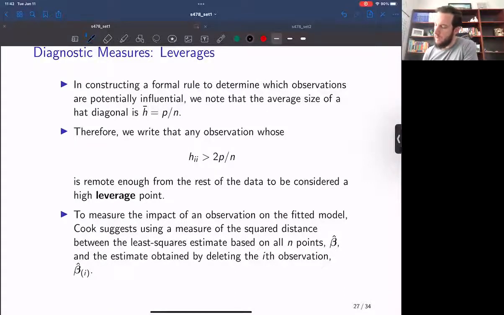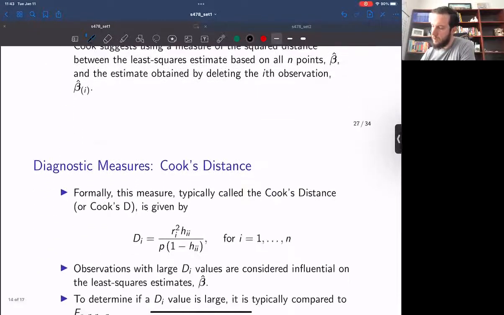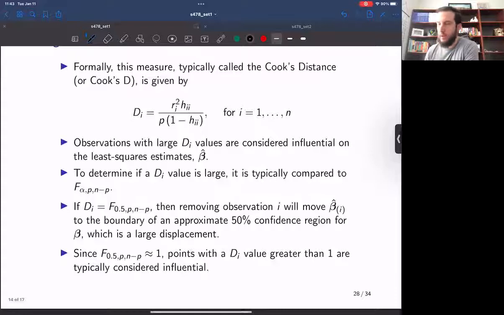Right? Okay, now to determine if this observation is going to have an impact on the fitted model, we can use Cook's distance. Basically, Cook's distance is a diagnostic tool that will determine the impact of an observation on the fitted model parameters. Cook's distance is given on slide 28. So we have DI is equal to RI squared HII. You can see here that we have the internally studentized residual term squared, multiplied by HII, which is the leverage or the diagonal element of the hat matrix, divided by P times 1 minus HII.